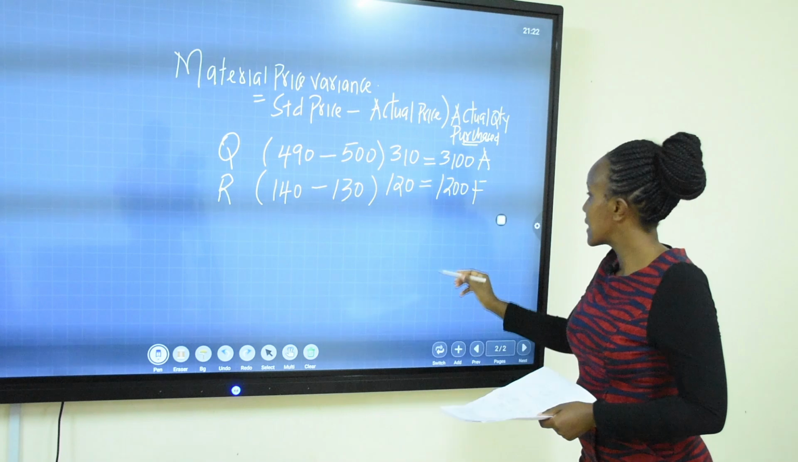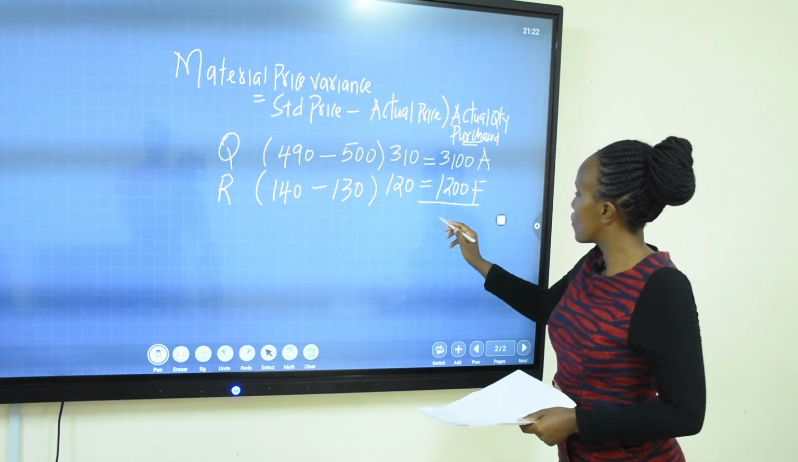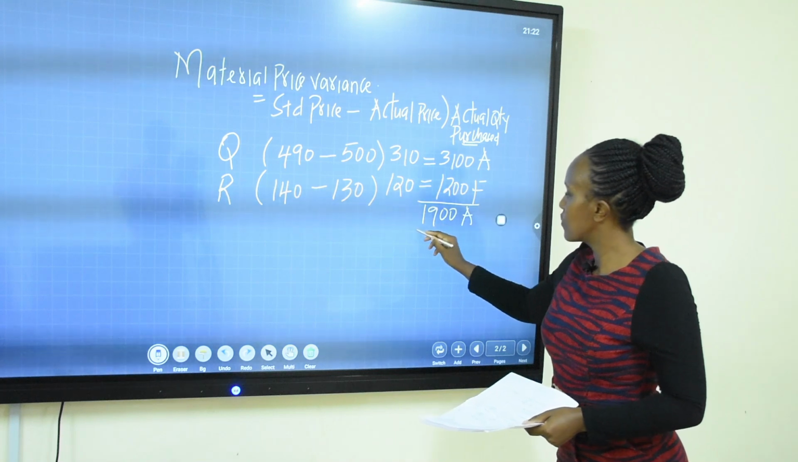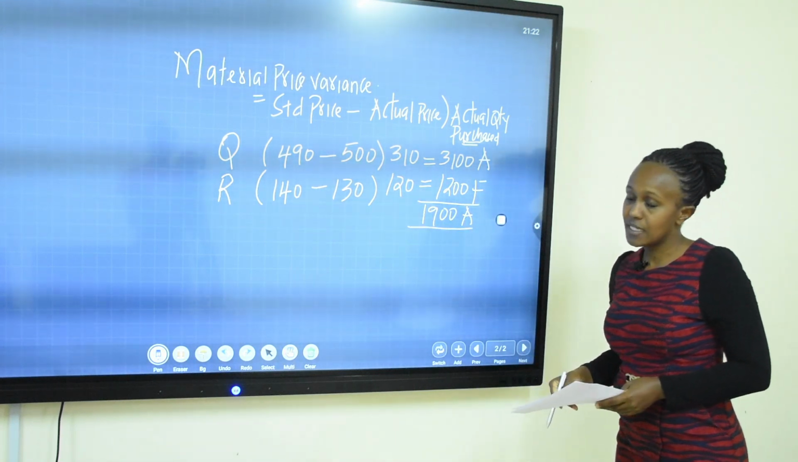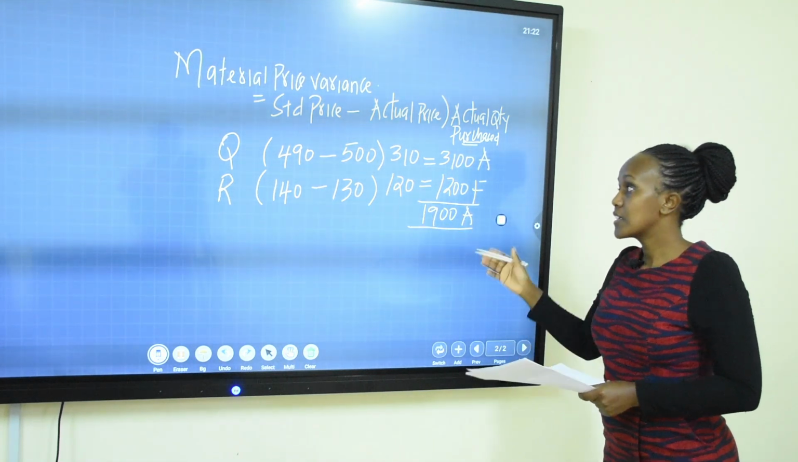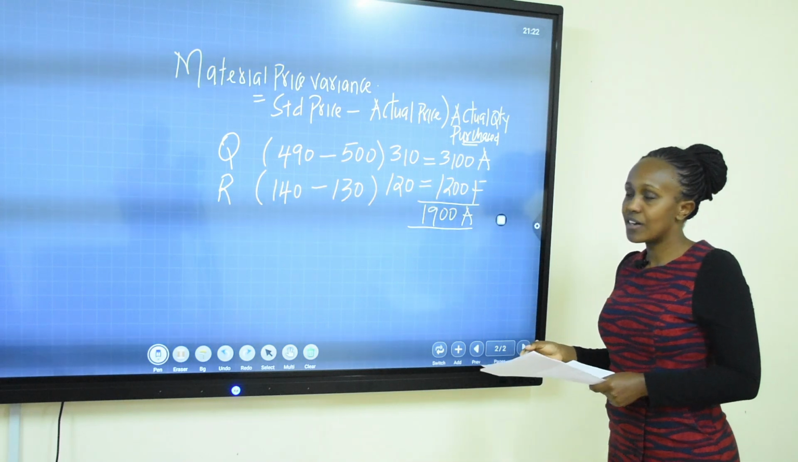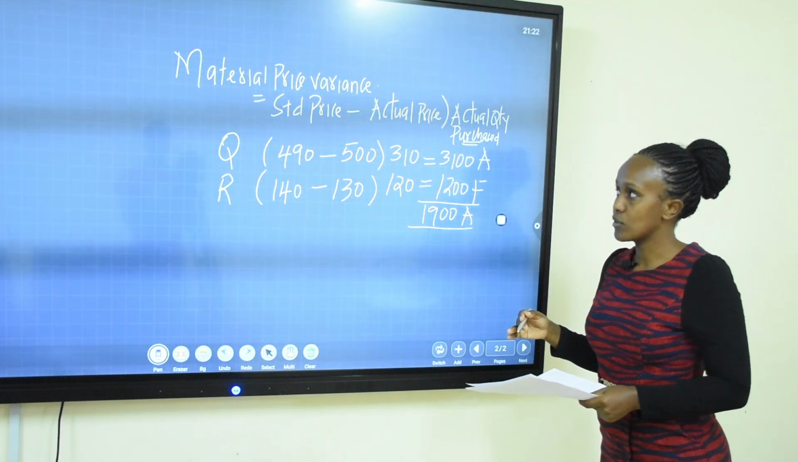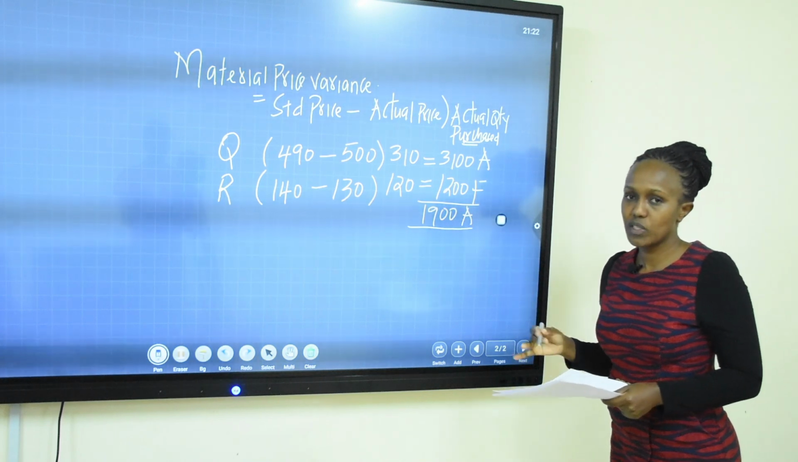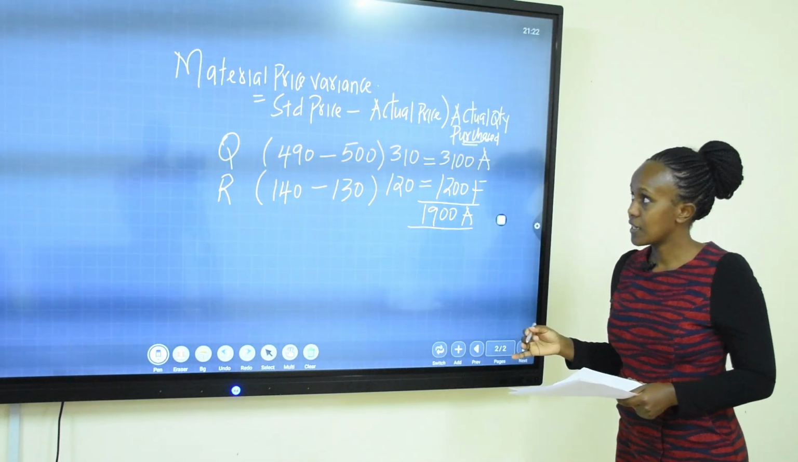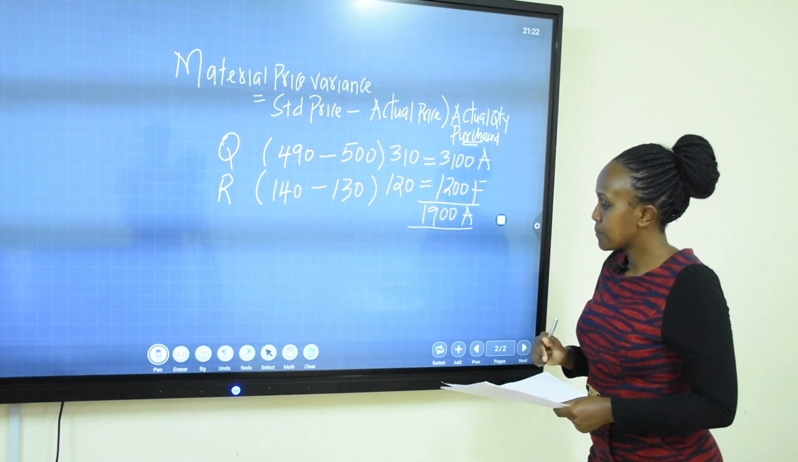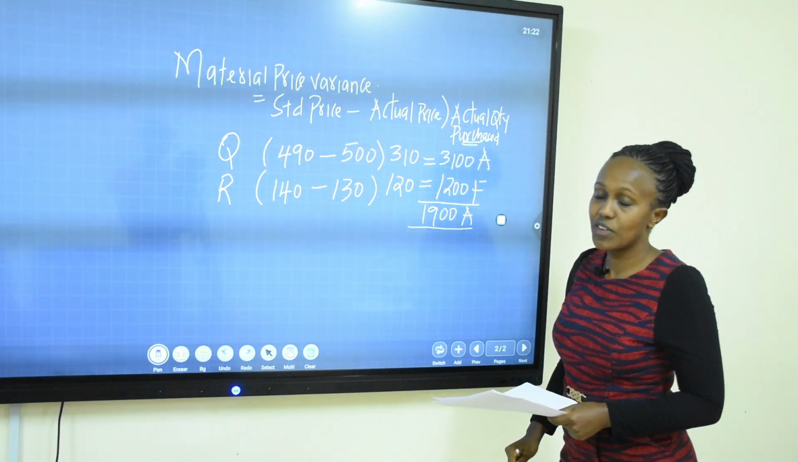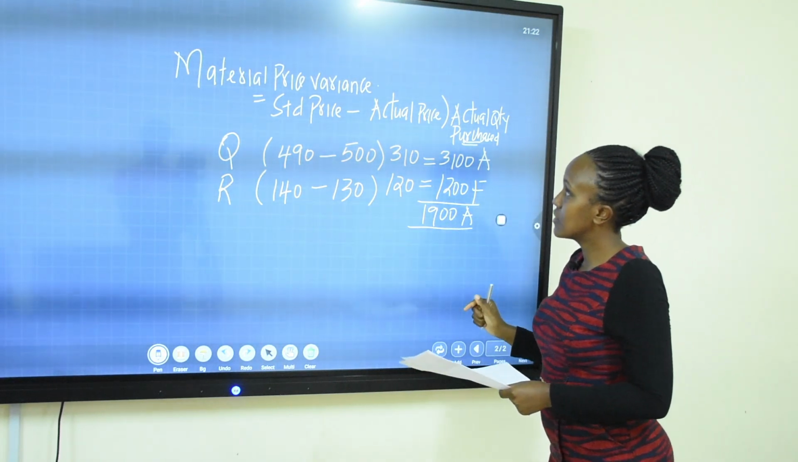So then you are going to get the sum of the two. The negative one is bigger, so you end up with the overall variance being negative. It is adverse. That is how we get the material price variance. If you are new to this video, you can check the previous one to get more details on the material price variance as discussed. So our agenda mostly is to compute the material mix variance and the material yield variance.